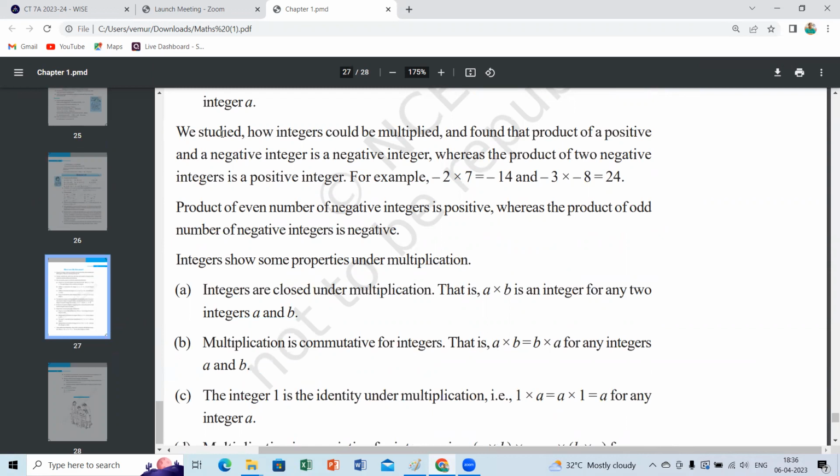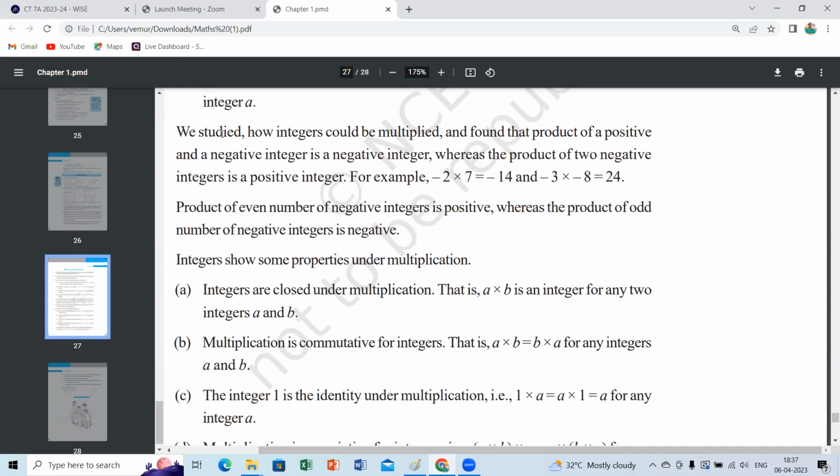Ma'am, we studied how integers could be multiplied and found that the product of a positive and a negative integer is a negative integer, whereas the product of two negative integers is a positive integer. For example, minus 2 into 7 equals minus 14 and minus 3 into minus 8 equals positive 24. The product of an even number of negative integers is positive, whereas the product of an odd number of negative integers is negative. Integers show some properties under multiplication.